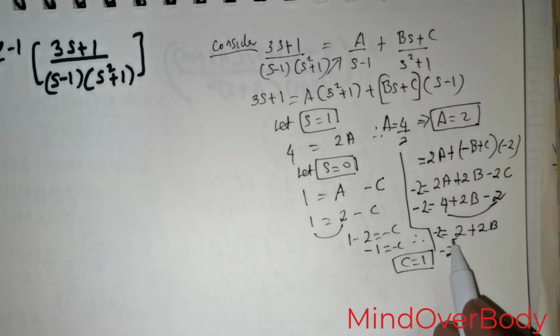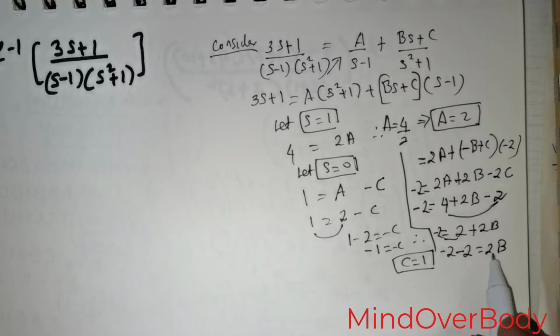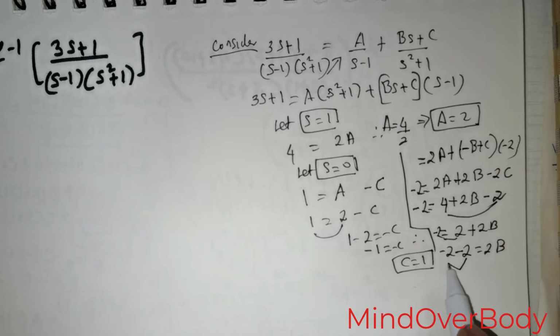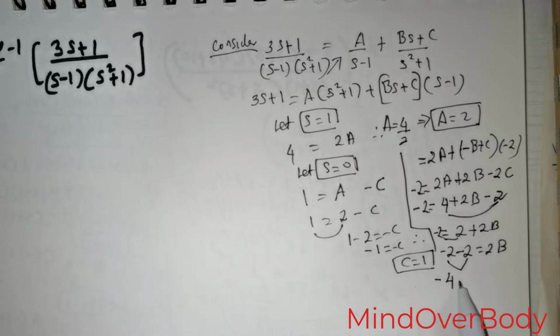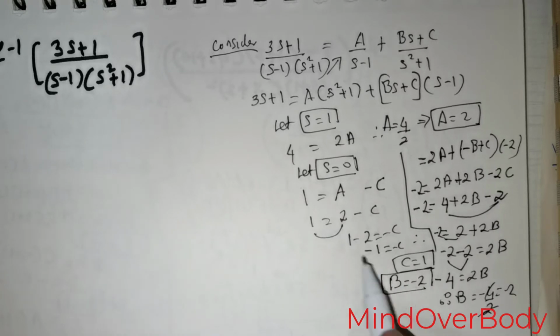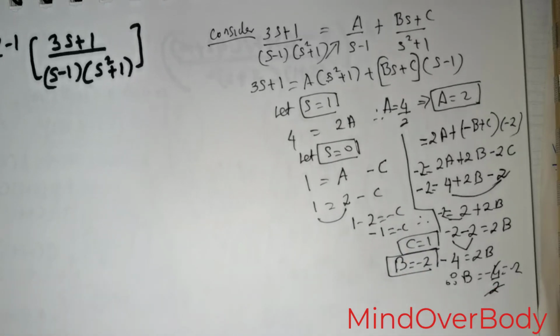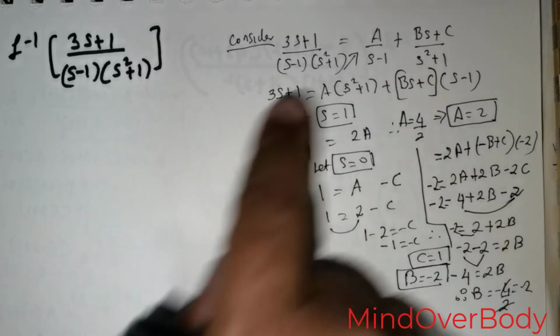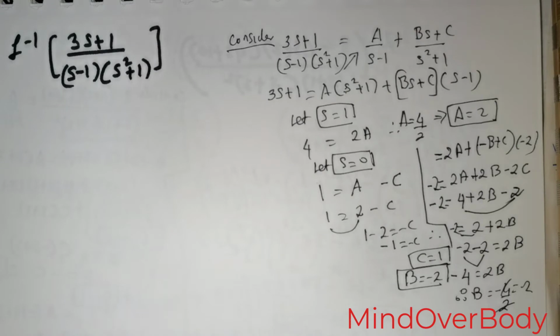So negative 2, I move the 2 to this side, it's going to be negative 2 followed by an equal to sign and a 2B. So negative 2 added with negative 2 will give me negative 4. I already get a 2B. Therefore my value of B is negative 4 divided by 2, which is equal to negative 2. So I get a value for B as negative 2, I get a value for A, I get a value for C. All I need to do is substitute them over there and obtain the Laplace inverse.